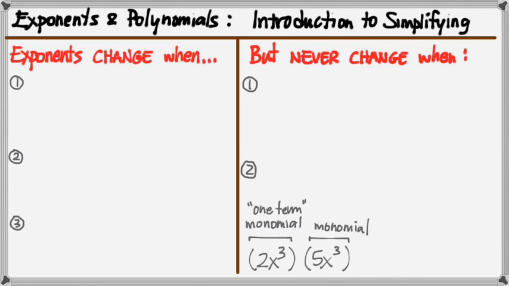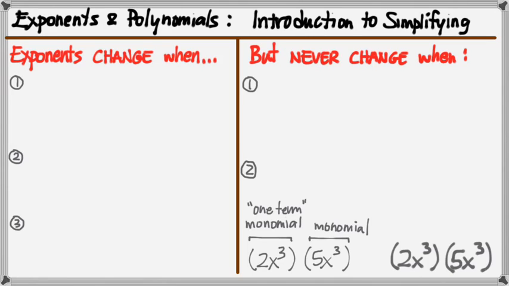So I have two monomials. Both of them have the same exponent, the same variable. They have different numbers out in the front of the variables. Remember, we call those coefficients. So the coefficients are 2 and 5. Okay, so the distinction that I'm trying to surface here, I'm going to also write the same monomials again over here on this side.